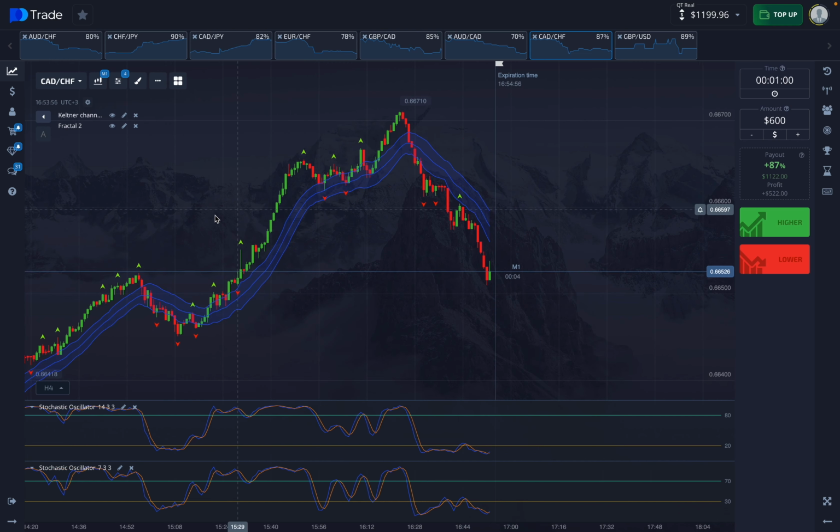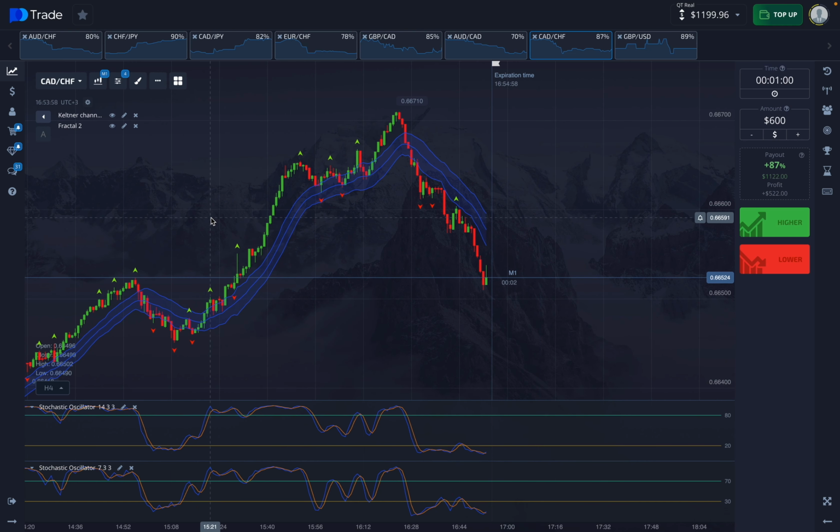So all in all, let's get started by initiating a trade with $600. Let's choose the first currency pair. And right here, by the way, why not? Let's open a trade for a price increase.